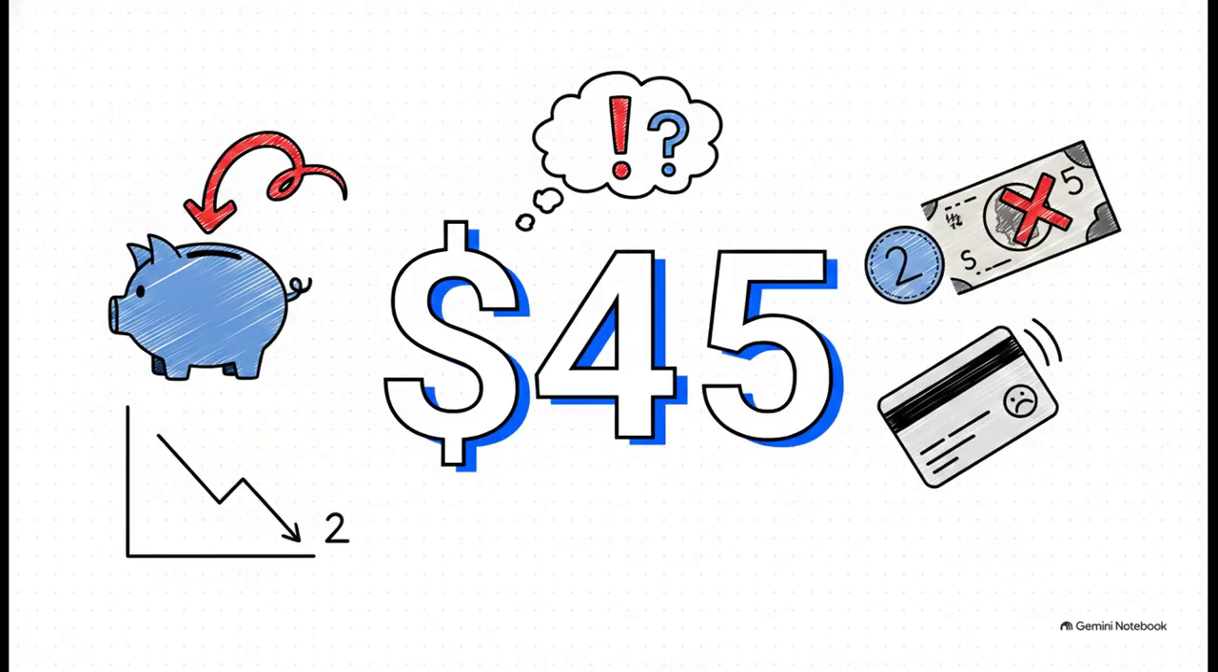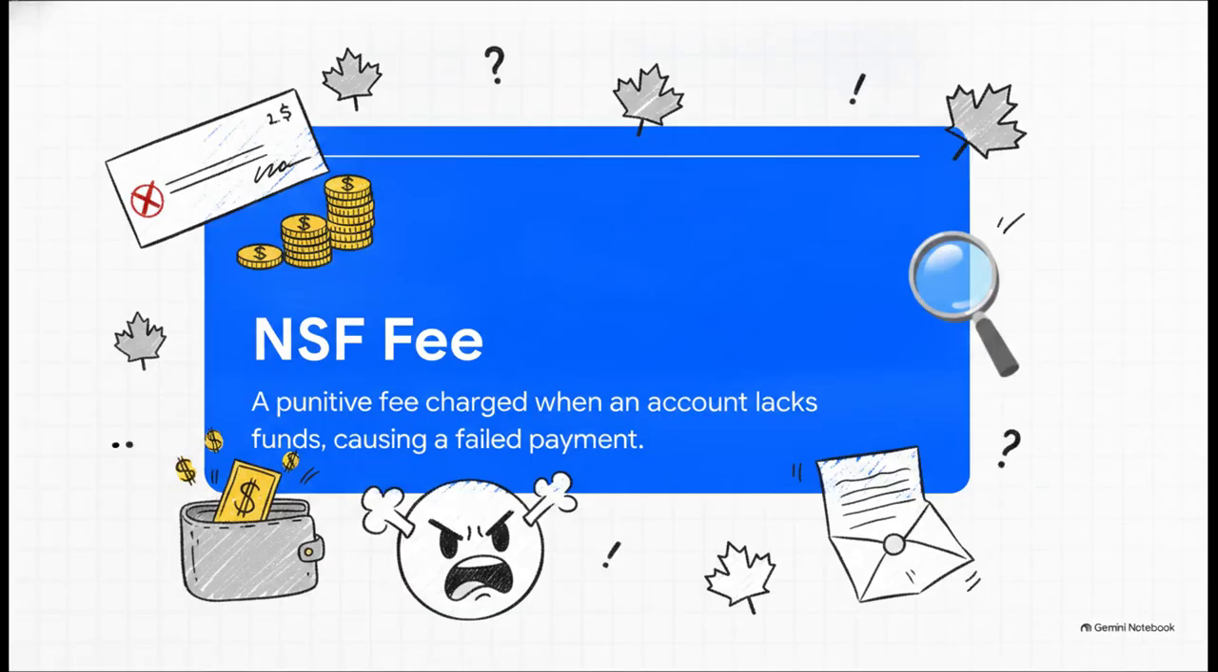So that brings up a really crucial question. What happens if you try to make a payment, your account hits zero, and you do not have that overdraft protection we just talked about? Well, you're going to see a number like $45 suddenly pop up on your bank statement. Ouch, right? That $45 is what's known as an NSF fee, which stands for non-sufficient funds. It's a punitive fee charged by the bank when your account just doesn't have the cash to cover a transaction. This causes a bounced check or a totally failed payment.